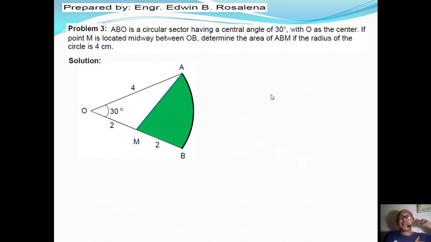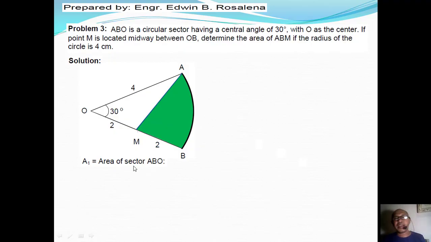So how will we solve it? Observe that area ABM, which is shaded in green, is simply equal to the area of the sector minus the area of the triangle. Then we have all the values: angle theta, radius r, and this is 2 for the triangle. We can also solve it. So, let's go through them one by one.